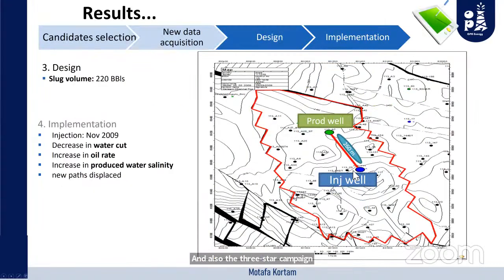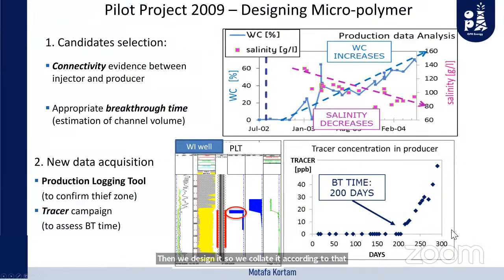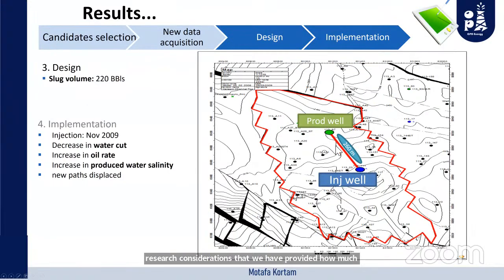This is the case that we were discussing, an injector well and a producer well, with about 260 meters between them. So we were proving the candidate selection. We had to choose the proper candidate. We did new data acquisition like the BLT and the tracer. Then we designed it. We calculated, according to the tracer considerations that we have provided, how much is the connected pore volume, and the slug that we used was 220 barrels.